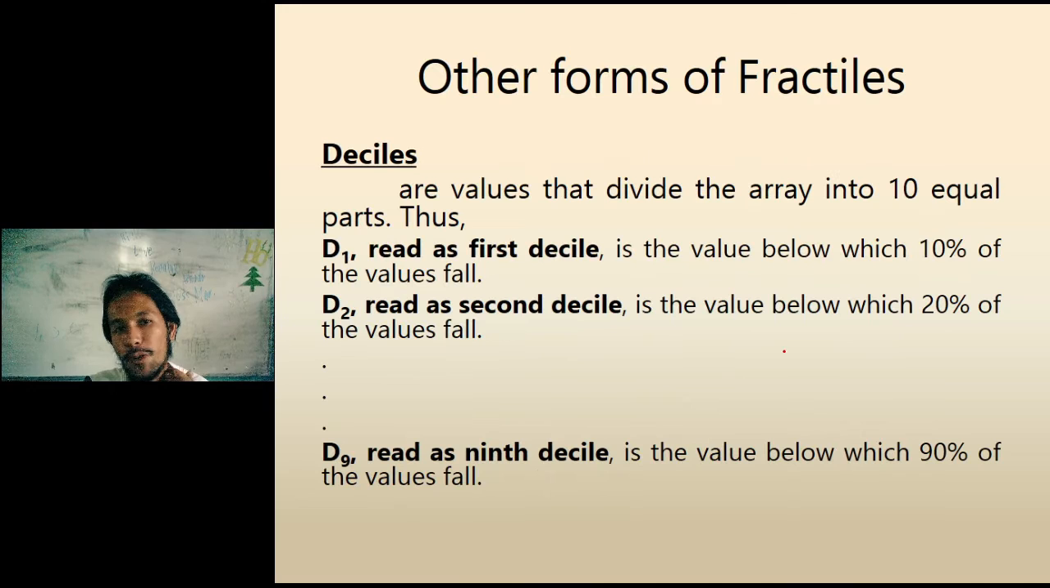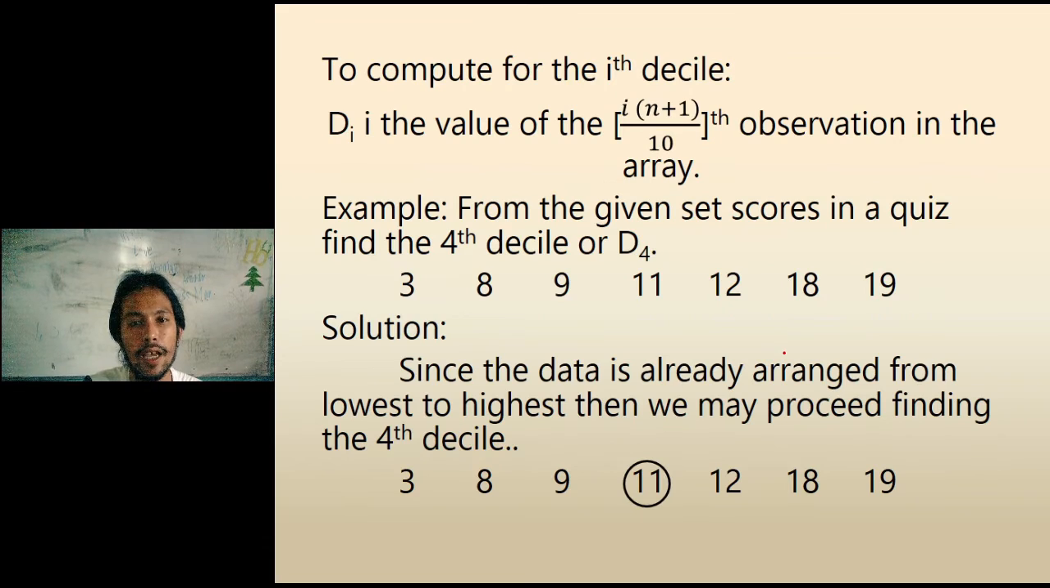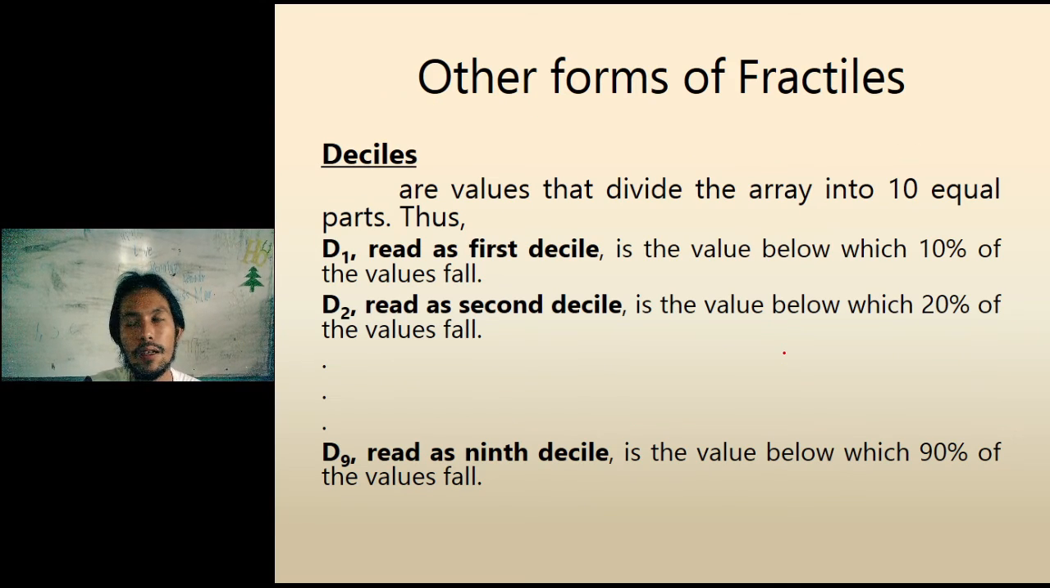So, there are other forms of fractiles. We have the deciles, values that divide the array into 10 equal parts. Then we have the deciles and quartiles.